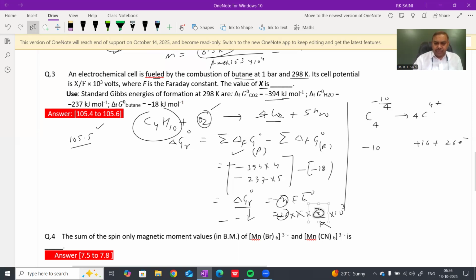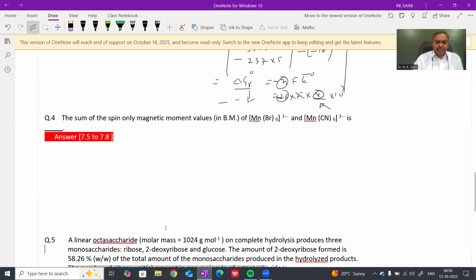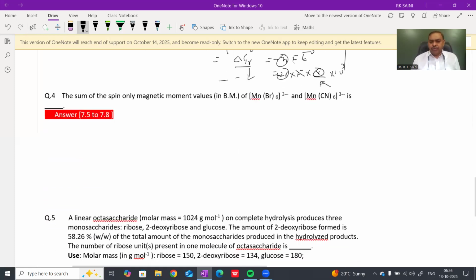Next, the fourth question. This question is taken from coordination chemistry. It is also an important question. In general, coordination chemistry is an important topic for JEE as well as NEET. Find the sum of the spin magnetic moments. We know that spin magnetic moment depends upon the number of unpaired electrons, and we find it with the following formula, where n is the number of unpaired electrons.